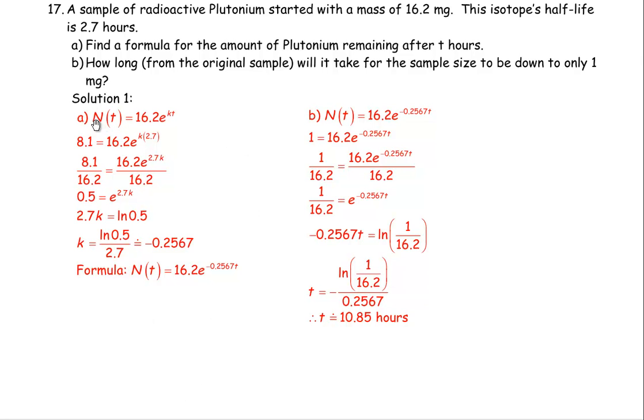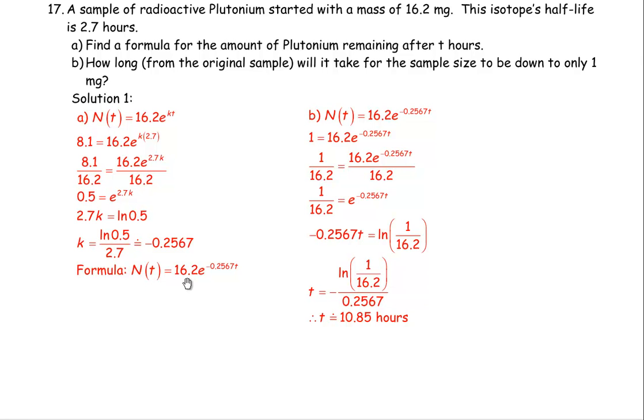So I'm going to call n the amount of plutonium at any time. So it's 16.2, the original amount, times e to the kt, and I need to again solve for k. So we're told that it goes to half in 2.7 hours. So half of 16.2 would be 8.1. So 8.1 would be the amount after 2.7 hours. And so I would divide out the 16.2, so that works out to a half, 0.5, would equal e to the 2.7k. And so 2.7k, putting this in the equivalent ln form, would equal the ln of 0.5. And then we divide out the 2.7. And so you get negative 0.2567.